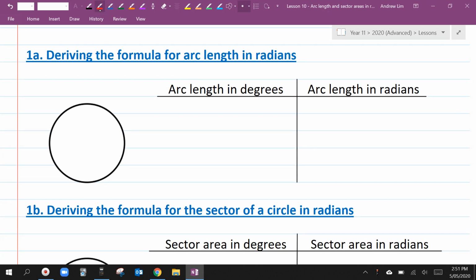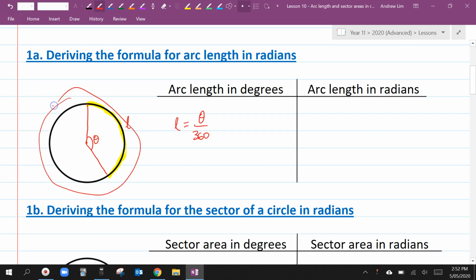I thought it would be a good idea for us to review how to find the length of an arc when we're given an angle in degrees. Let's say, for example, we have this angle here. If we want to find the arc length, which is this bit, I'll call it L, then normally we would say that the arc length has to be the angle out of 360, because it's a fraction of the circumference of a circle. And the circumference of a circle is 2 pi r.